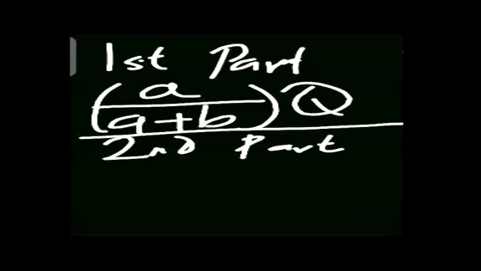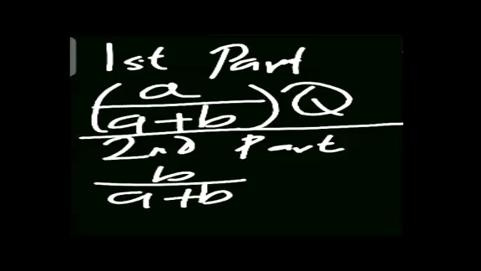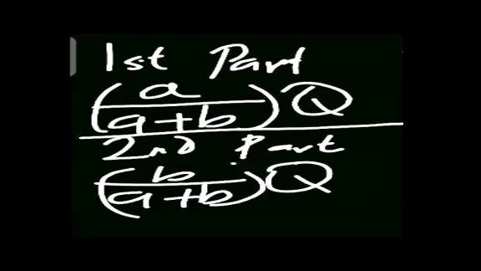Now the second part. Don't forget the second part ratio is B. So the second part would be B divided by the total number of the ratio multiplied by whatever they are sharing. So the first part is the first ratio over the total number of the ratio multiplied by what they are sharing, Q. And the second part is B, that is the second ratio, divided by A plus B, which is the total of the ratio, the sum, multiplied by Q, which they are sharing.